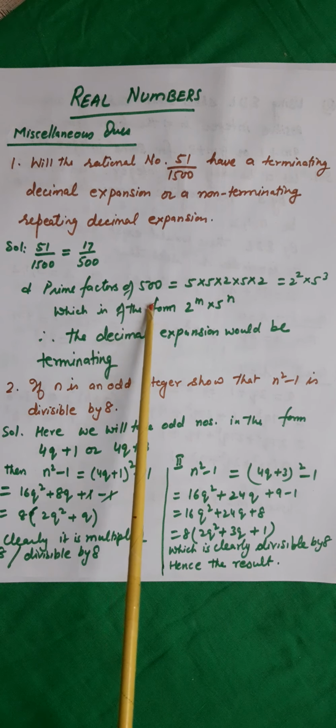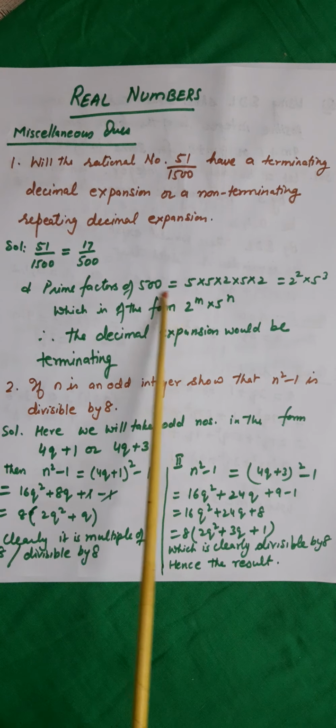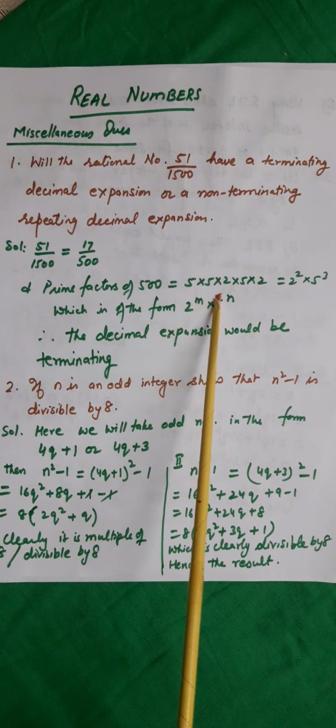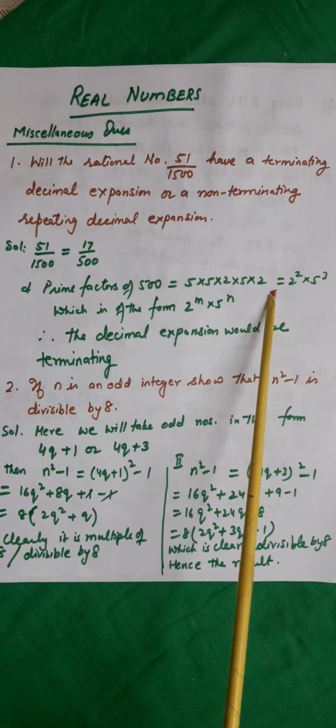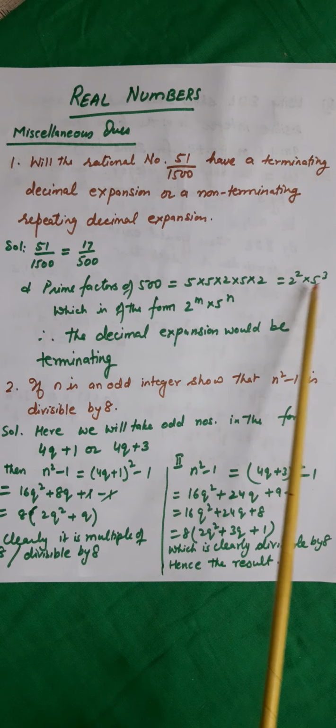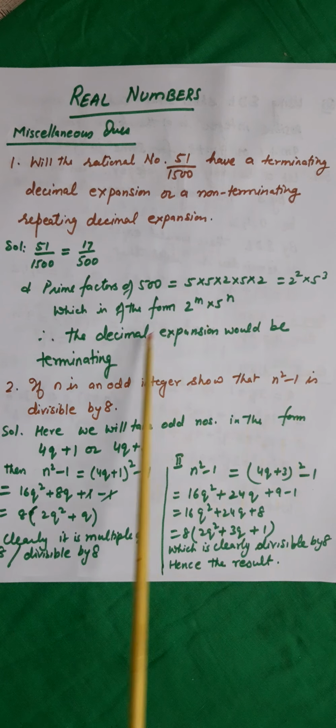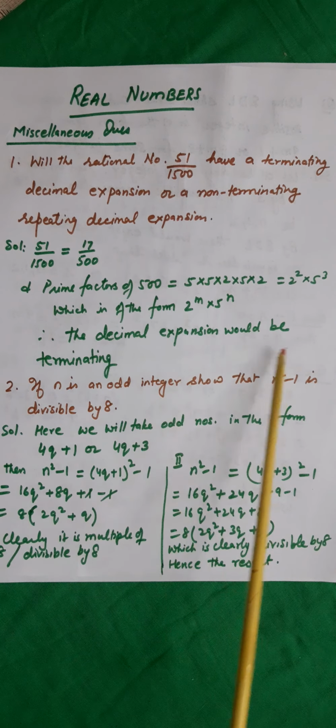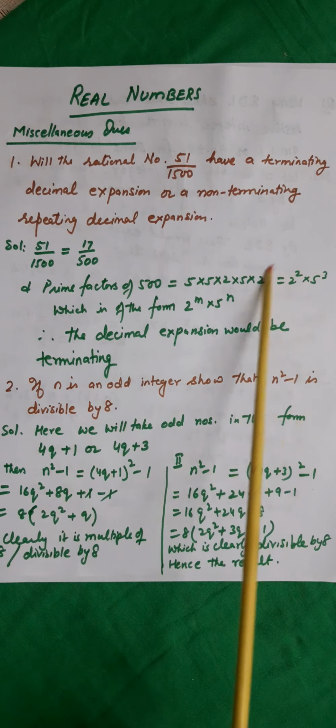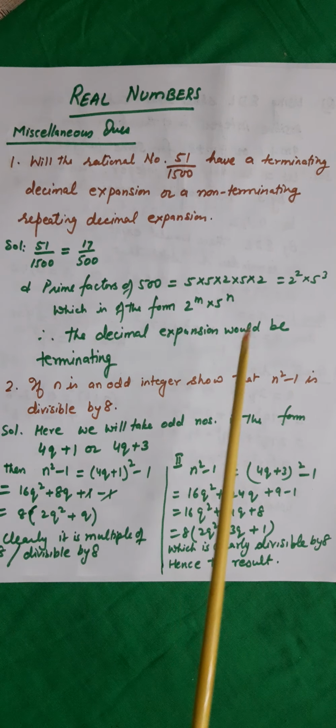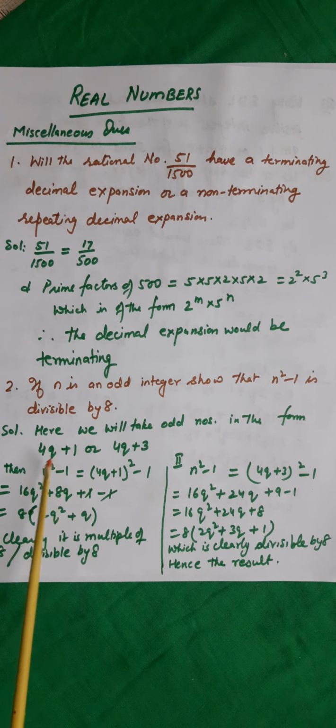And prime factors of 500, they can be 5 into 5 into 2 into 5 into 2. That is 2 raised to the power 2 into 5 raised to the power 3. Therefore, the decimal expansion would be terminating, because this is of the 2 raised to the power m into 5 raised to the power n form.